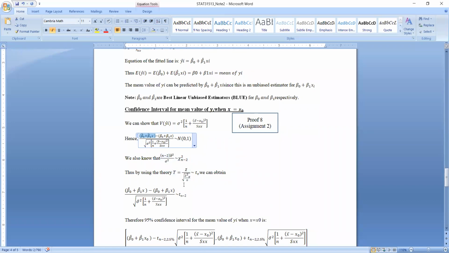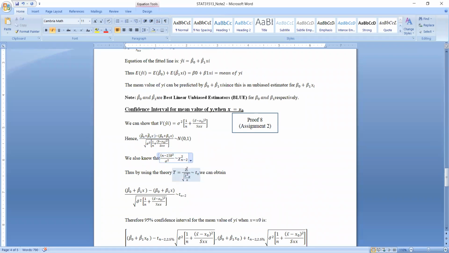Now, if you have a standard normal distribution and a chi-square distribution, we can form a t distribution. How are we going to form it? Using the theory, if you divide the standard normal variable by the square root of the chi-square variable divided by its degrees of freedom, then it has a t distribution with that respective number of degrees of freedom. In this case, the degrees of freedom is n minus 2.